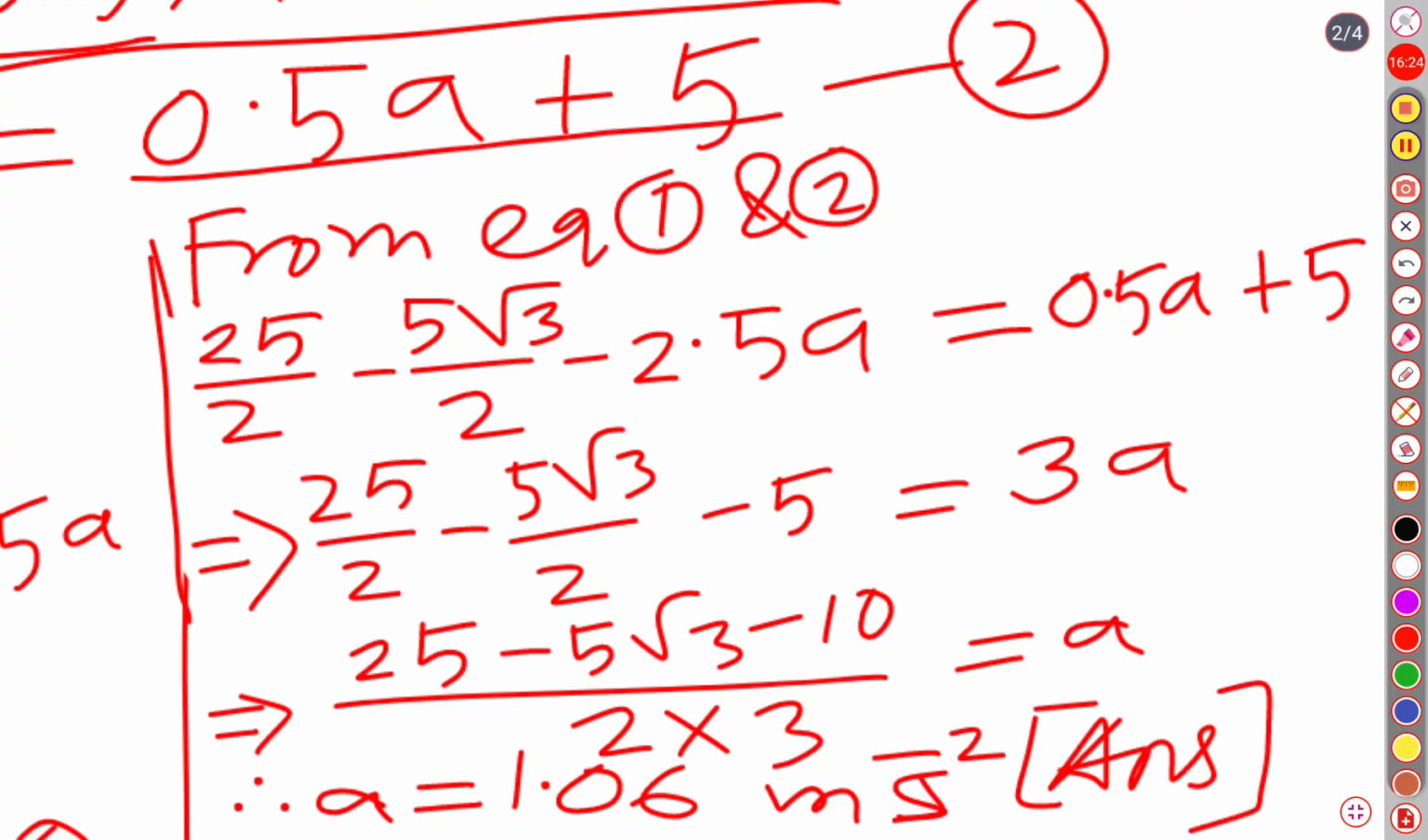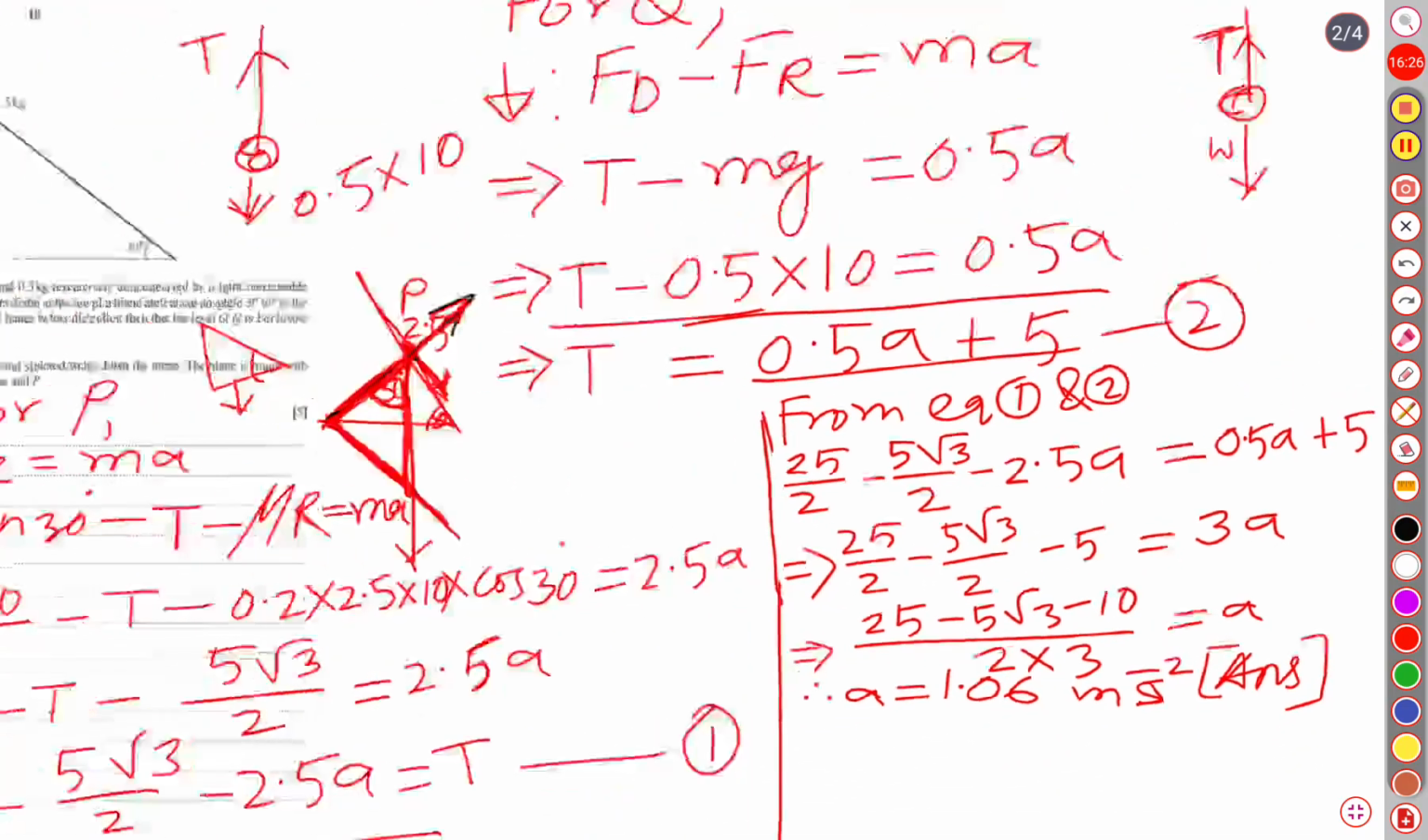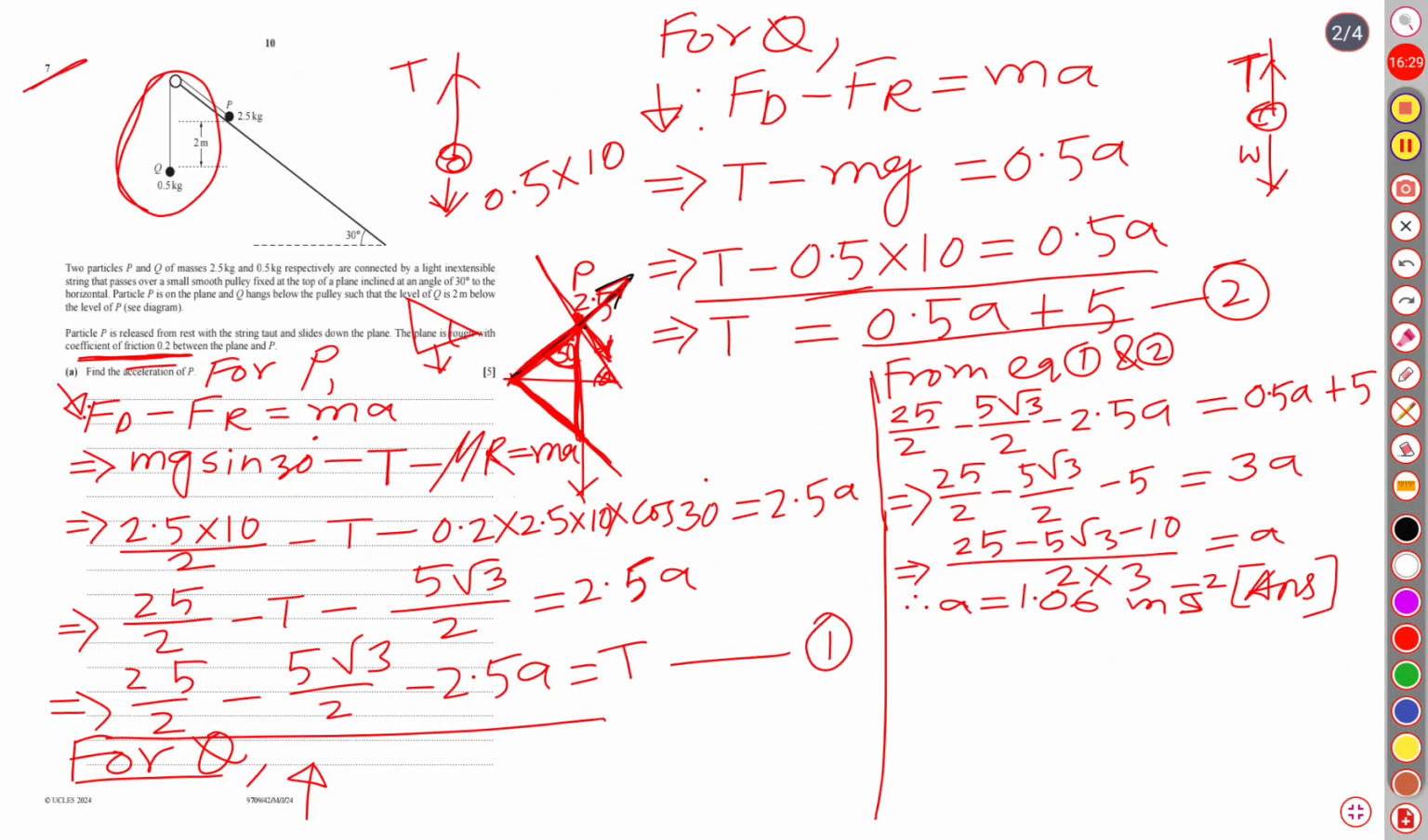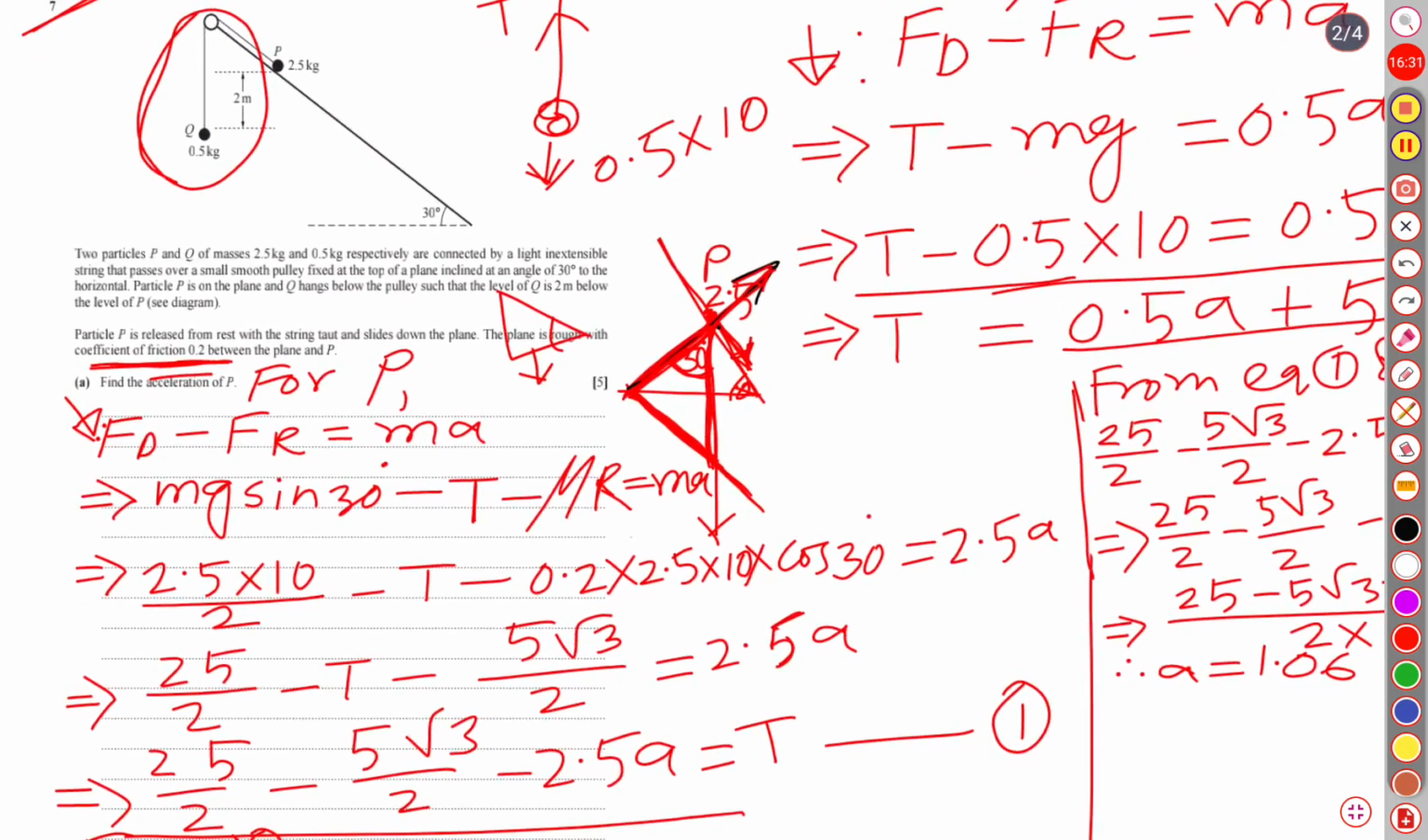So what have we learned from this one? Let me go back to the first part. Actually, there are two particles, and both the particles are connected with a tension in the string. So individually we'll have to find the forces, we'll have to resolve the forces. For P and in both cases we have applied the same concept of Newton's second law of motion, which is driving force minus resistance force is equal to mass into acceleration.